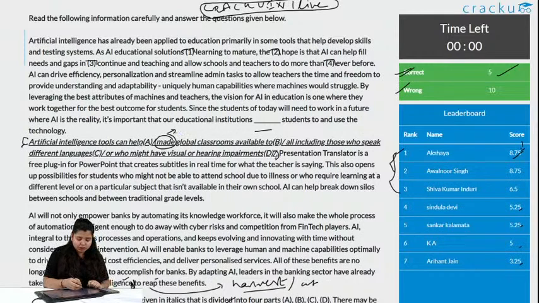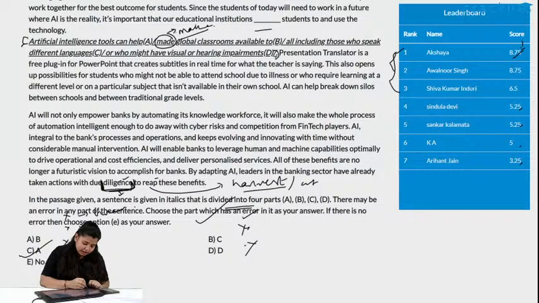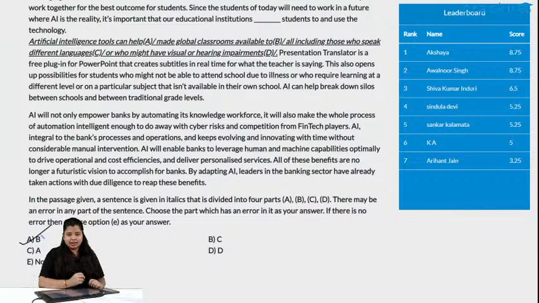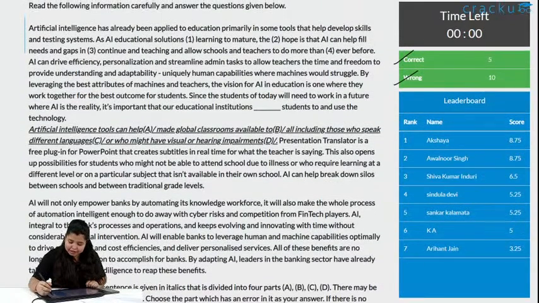Artificial intelligence tools can help made global classrooms available to all, including those who speaks different languages or who might have visual or hearing impairment. So, obviously, this made must be replaced by make. So, which part? Part B. Where is part B? In option A. Remember, part B is in option A. If you are seeing part B, do not mark option B, see the options. So, option A is the correct answer and 5 people got this correct and 10 wrong. Let us see the next question.